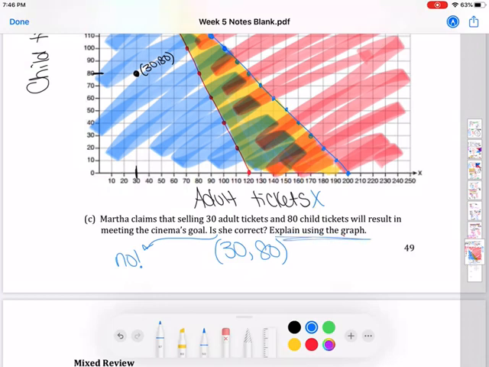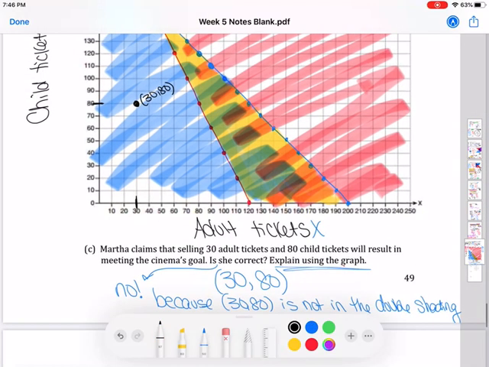Explain using the graph would just be because 3080 is not in the double shading. Remember, the double shading in the graph is where your solutions lie for both inequalities at the same time, meaning they meet the system. So because it's not in the double shading, it doesn't work. What might be a point that does work?